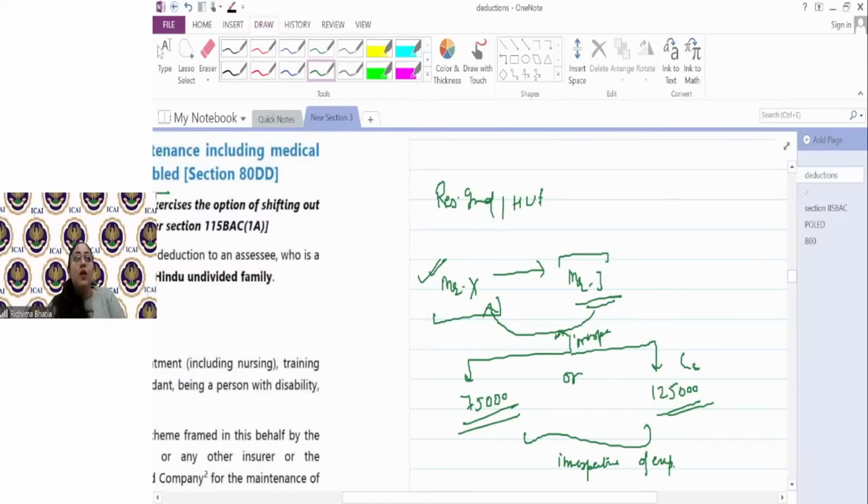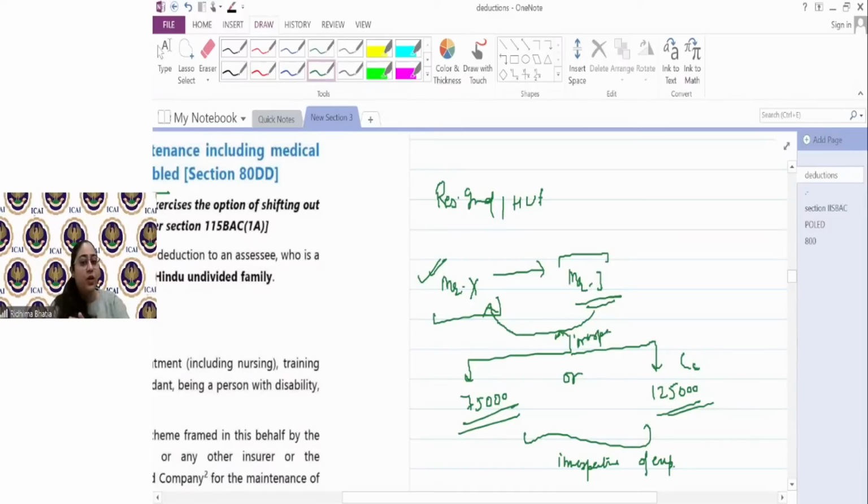deduction can be claimed. Now, as a resident individual, it is my duty to obtain a certificate of disability from any government hospital's CMO. What is a CMO? Chief Medical Officer, or any MD neurologist, or in case of a child, any MD pediatrician who has an MD degree. I have to obtain a certificate of disability and keep it in records, so that if my return is open for assessment, that disability certificate can help out.